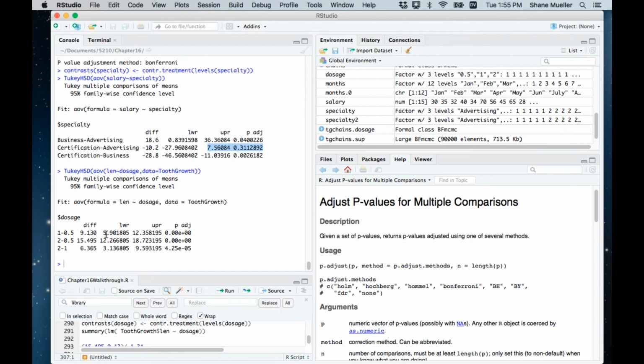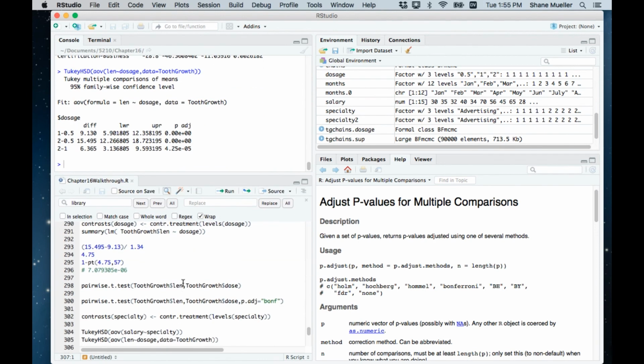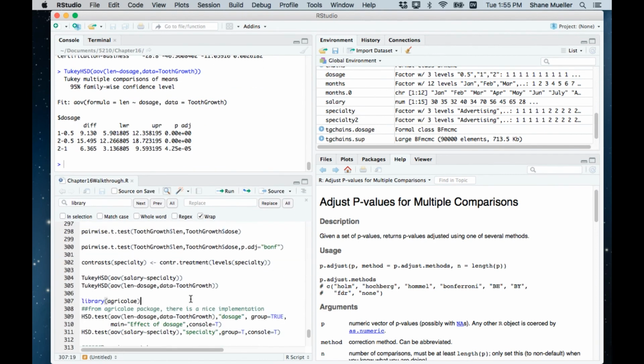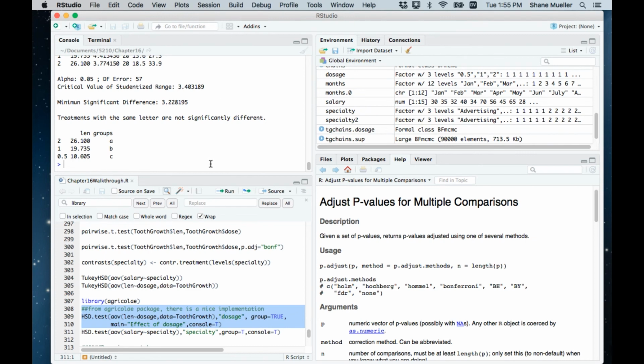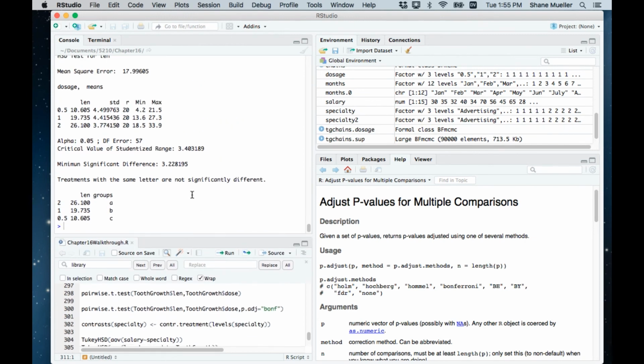Similarly, we have this correction here. There is an alternative within the Agricolae library called the HSD test, which works kind of nicely as well.